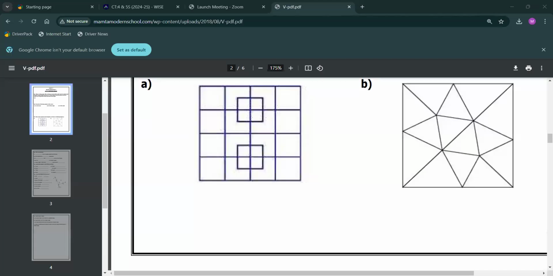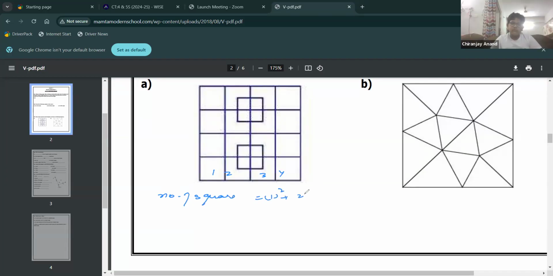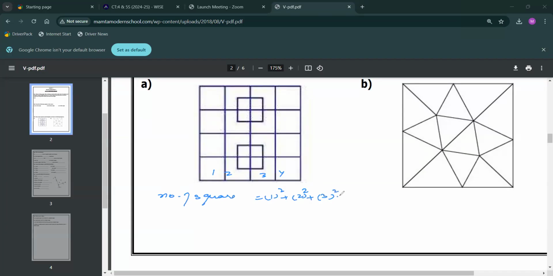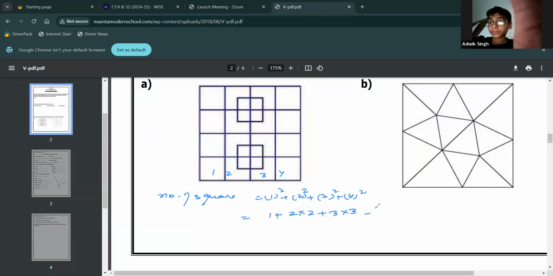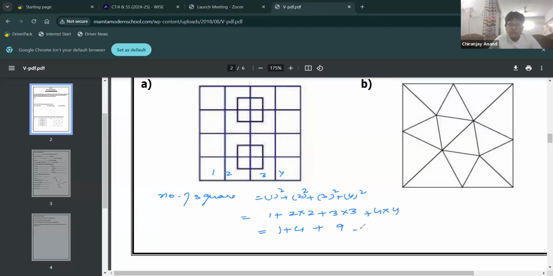See, let me complete this question. Then today I will give you homework, this type of question only, where you have to count the number of squares, okay, beta? So 1, 2, 3, 4 you will write. So the number of squares will be 1 square plus 2 square plus 3 square plus 4 square, right? 1 into 1, plus 2 into 2, plus 3 into 3, plus 4 into 4. So 1 plus 4 plus 9 plus 16. Add it, it will be 30.